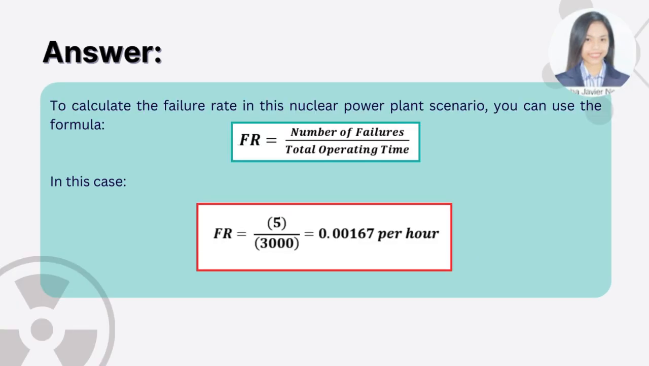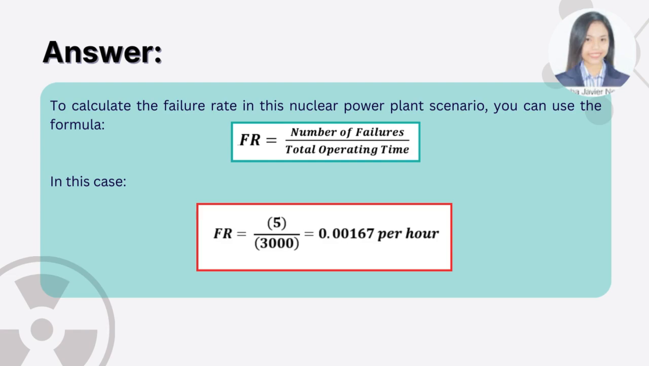To calculate the failure rate in this nuclear power plant scenario, we can use the formula: failure rate equals number of failures over the total operating time. In this case, as mentioned in the problem, they have recorded 5 failures, and their operating time is 3,000 hours. Dividing the two, we will get 0.00167 per hour. And this value suggests a relatively low frequency of component failures in the nuclear power plant.